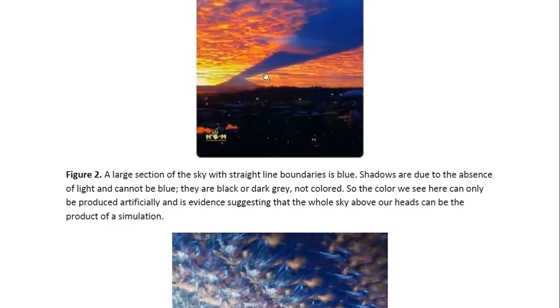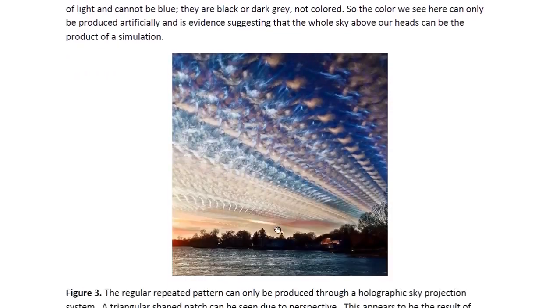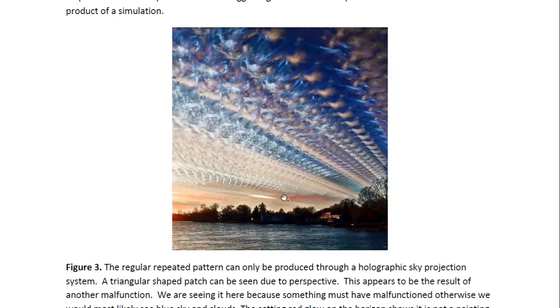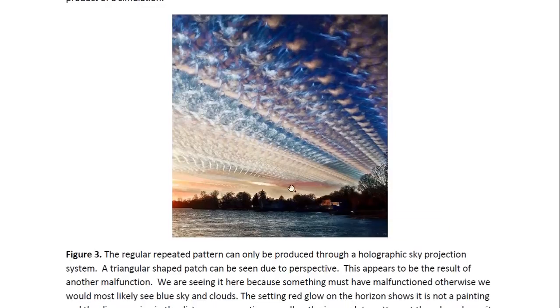It's not the natural sky. The natural sky cannot have a patch with straight line boundaries like that in it. It's impossible. And here's more evidence. This is a regular repeated pattern which can only be produced through a holographic sky projection. And its triangular shape is due to the perspective. It disappears in the distance. In other words, it's projected onto the sky, and we're seeing it from this perspective, and we see so much of it that as it gets further away from us, it becomes smaller.